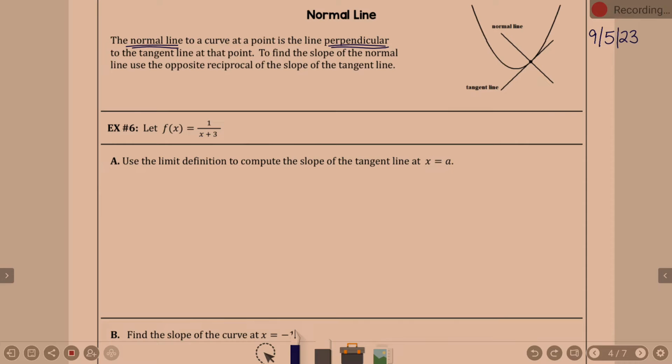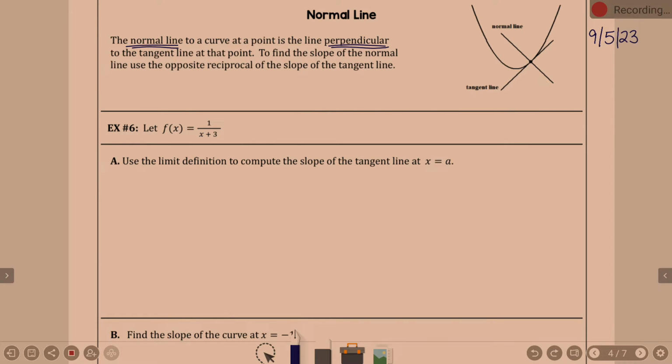If you Google the definition, that might not come up exactly, but for our mathematical purposes, when we talk about a normal line, we're looking for a perpendicular. So a normal line is a line perpendicular to a curve at the point, to the tangent line. To find the slope of the normal line, use the opposite reciprocal of the slope of the tangent line.